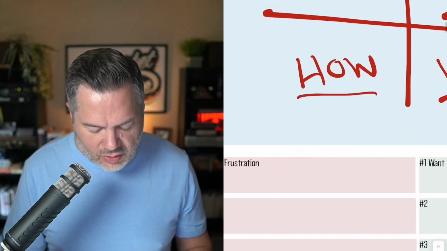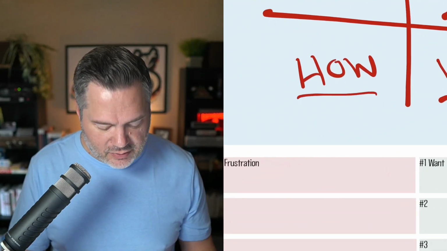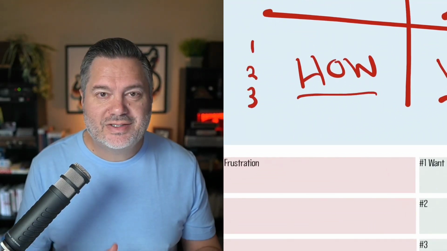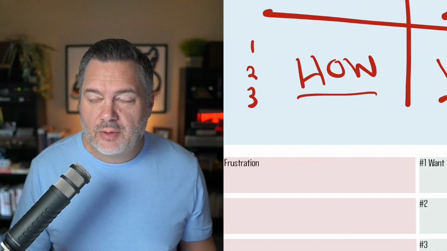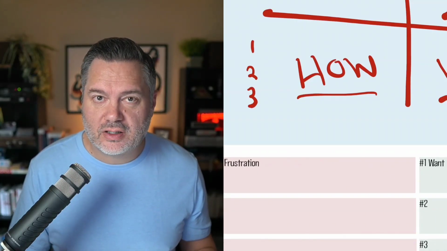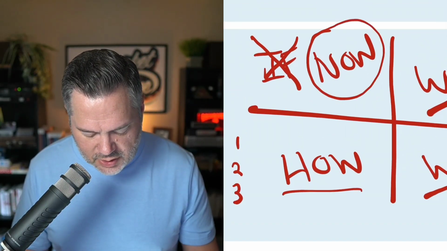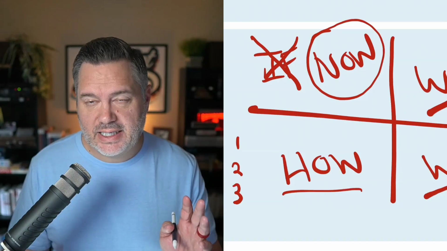And the how is just give me the practical. What's the 1, 2, 3? What's the tangible thing that helps me to know how to implement this particular part? And then the now really is about taking action.